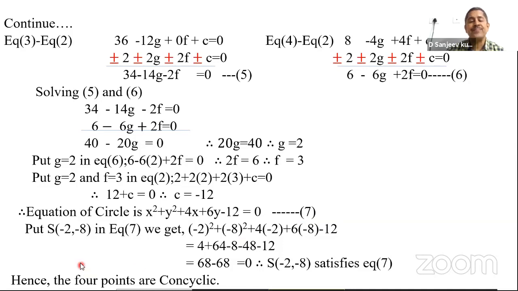So it means that minus 2, minus 8 satisfies equation 7. What is equation 7? The circle equation which you have taken. So once it is satisfied, the 4th point also is lying on the same circle.